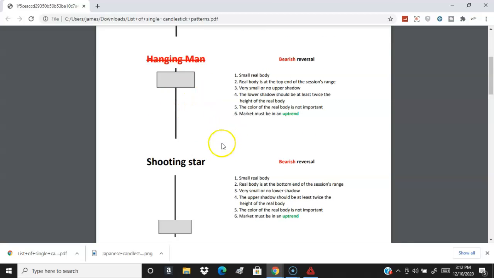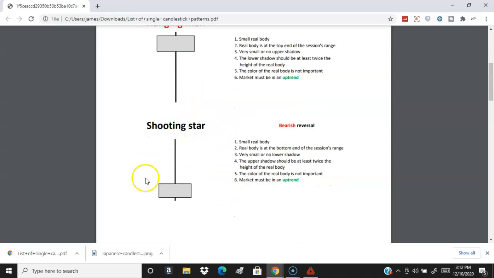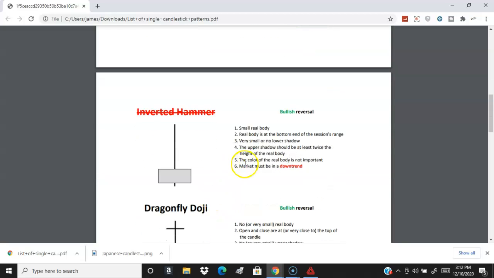Okay, so if you see that and it's an uptrend, shooting star: long wick body, small wick at the bottom. Doesn't matter what color it is. It can be a red or blue candle. It must be in an uptrend. So if the market's going up and you see this, you know it's about to go back down. Okay, but if you see this in a downtrend, do not trade because you can get fooled that way.